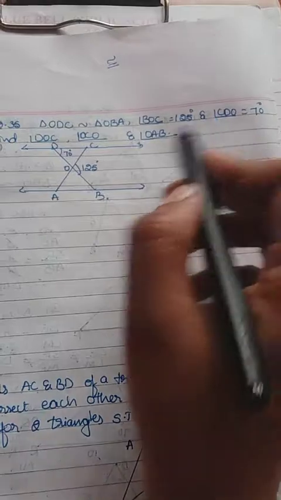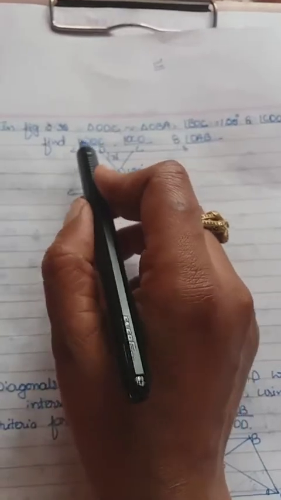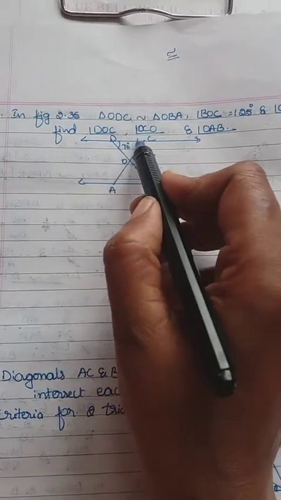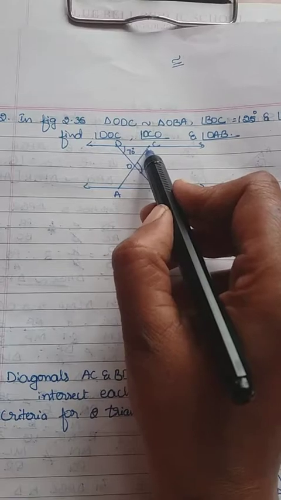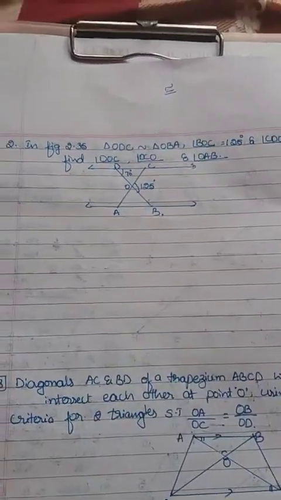Angle CDO is 70 degree. Find angle DOC and angle DCO. We want to find DOC, DCO, and OAB. Okay, look at the diagram once.